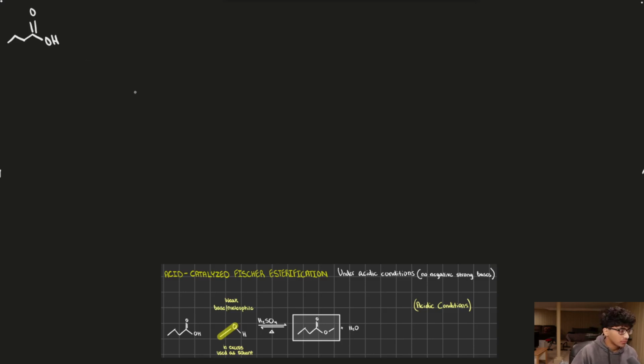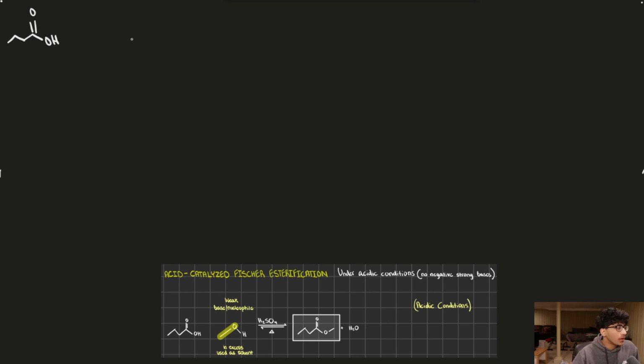Okay, so we're gonna do acid catalyzed Fischer esterification. Basically, we're just gonna take a carboxylic acid and turn it into an ester. So whatever you see right here, however long this is, we're just gonna add it right here and get rid of the H. That's really it.